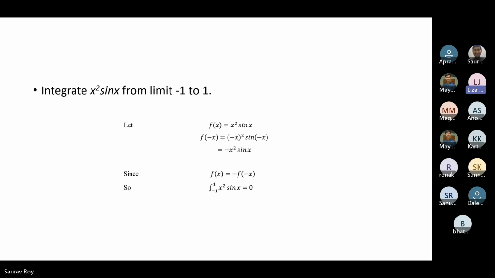Some questions in my case were asked from integration, like you have to integrate this function x squared sin x from -1 to 1. At first this question might seem a little bit difficult, but it's kind of tricky.